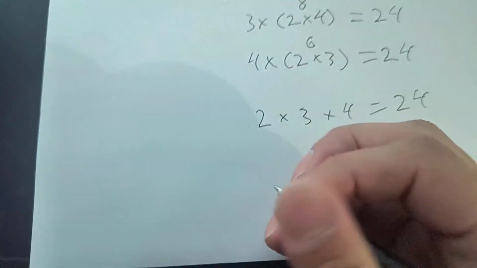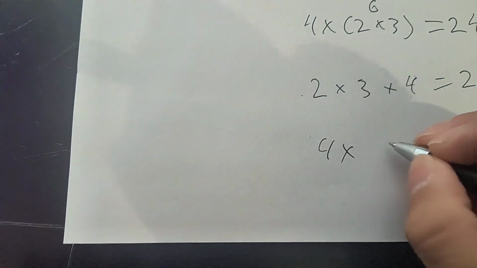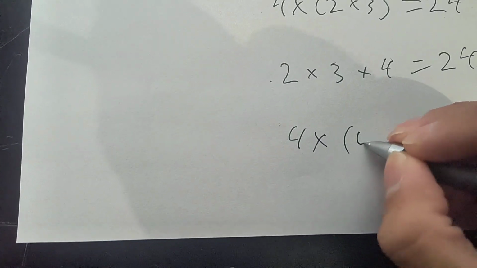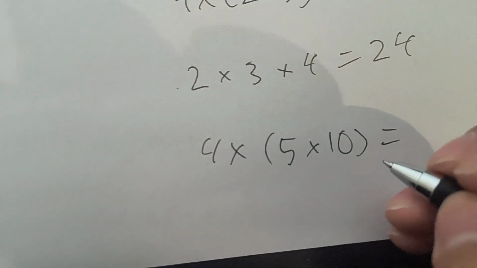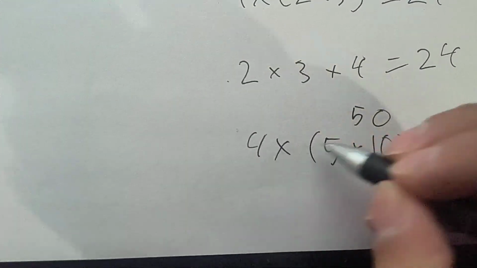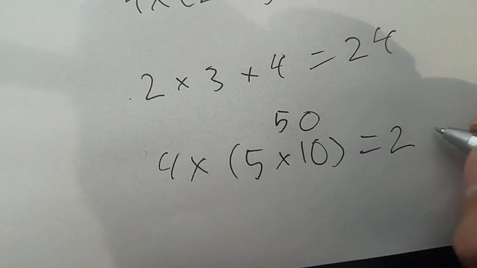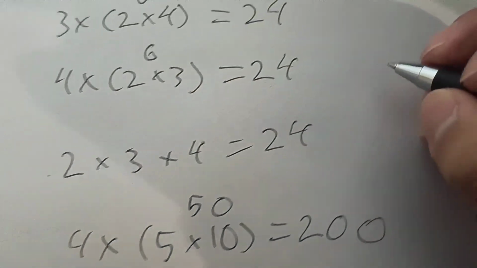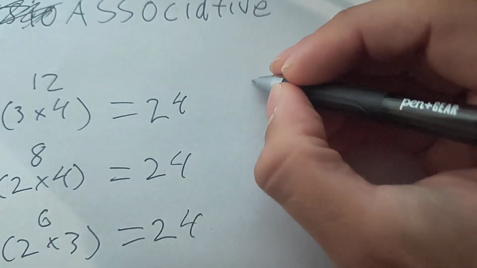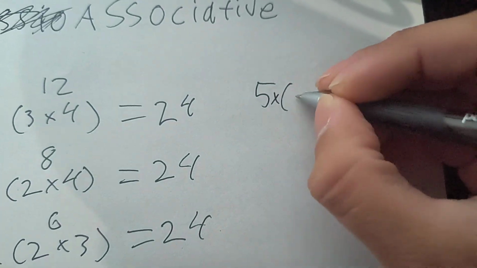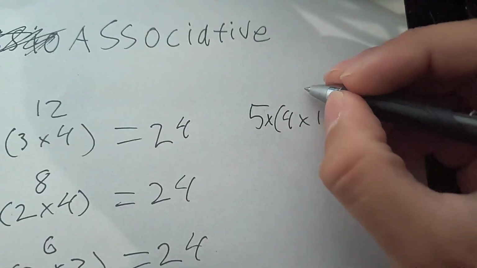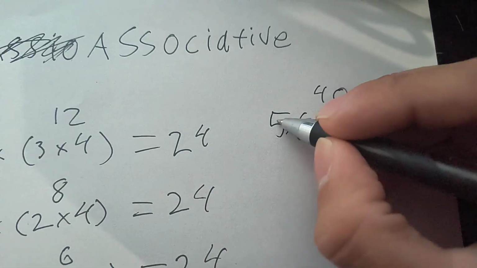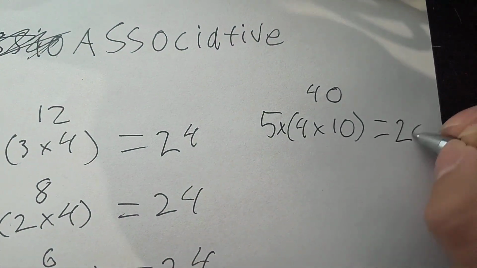Another example would be 4 times 5 times 10. Well, 5 times 10 is 50. 4 times 50 is 200. Okay, well, what about if we did 5 times 4 times 10? Well, 4 times 10 is 40. 5 times 40 is 200.